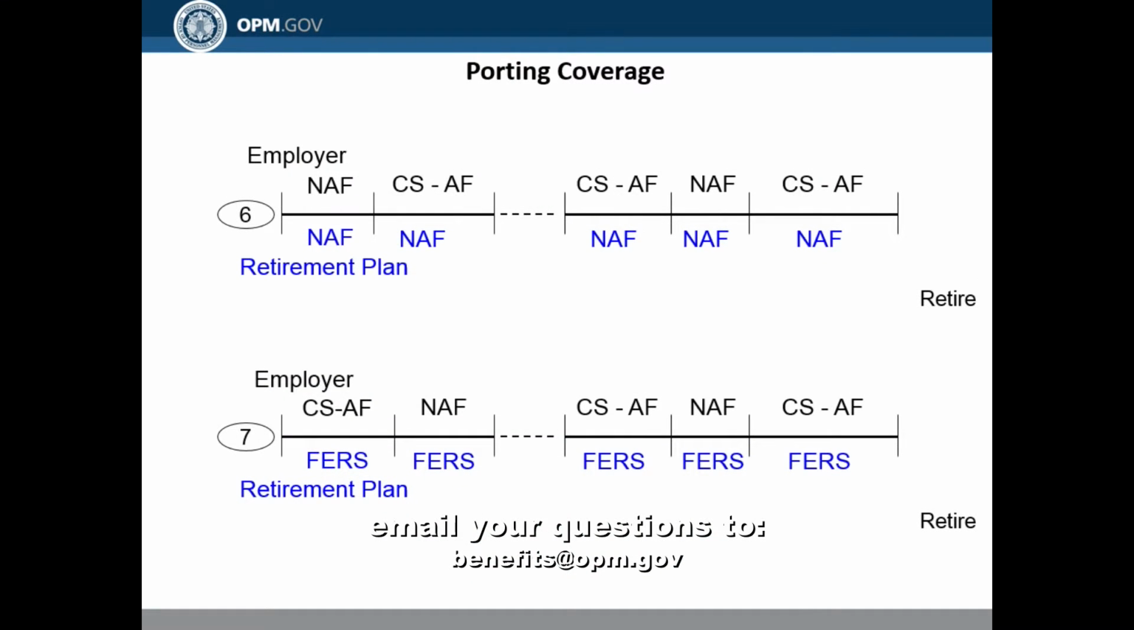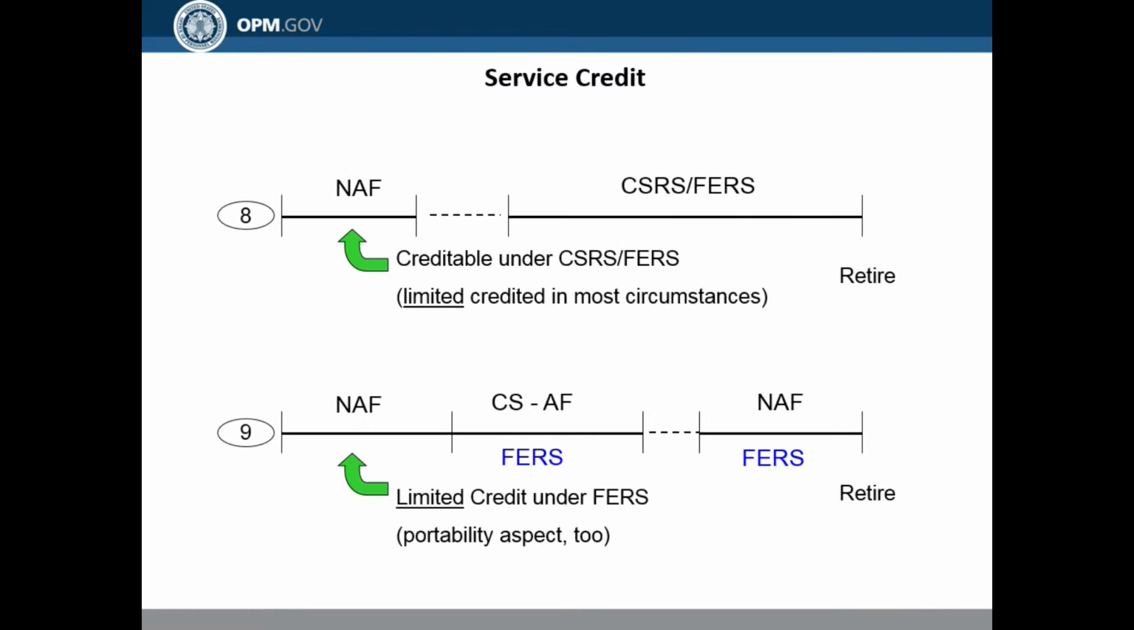Okay, so porting coverage, if you look at example 6 here, we've got somebody who was in a NAF plan. They moved to a plan that was an appropriated fund plan that would either be covered by civil service or FERS, but they retained their NAF coverage. Okay, that's what we talk about as far as porting coverage. Again, example 7 is another one where they were in an appropriated fund plan, either CSRS or FERS actually, and then they moved to a NAF plan and they retained their FERS coverage. Okay, so that's what we're talking about by porting coverage.